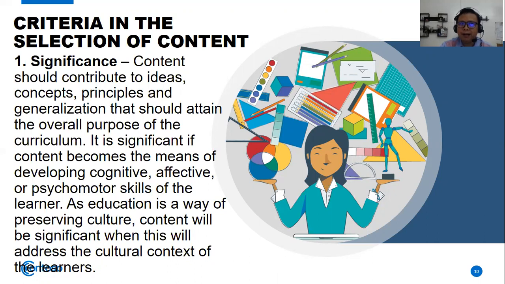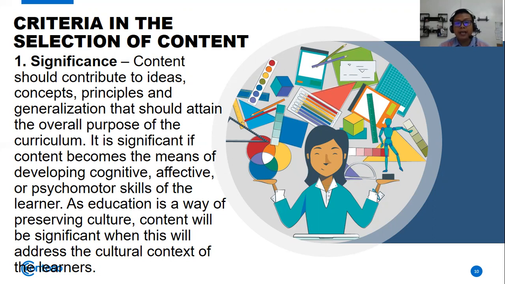What are the criteria in the selection of content? One is significance. The content should contribute to ideas, concepts, principles, and generalization that should attain the overall purpose of the curriculum. It is significant if the contents become the means of developing cognitive, affective, or psychomotor skills of the learner. The contents are considered to be significant if they can develop the learner holistically. If there is student holistic development. If not, delete that in your list of topics in your body of knowledge.